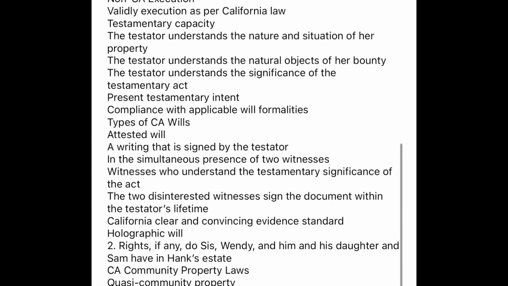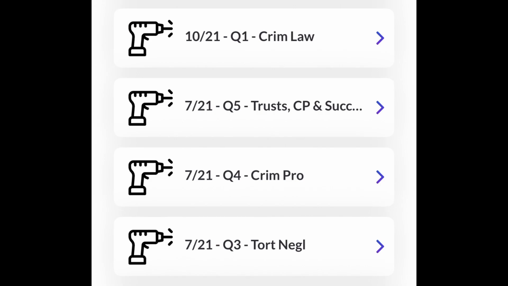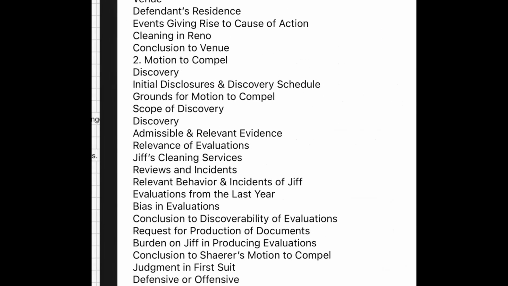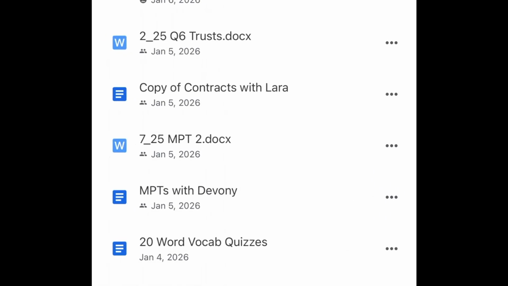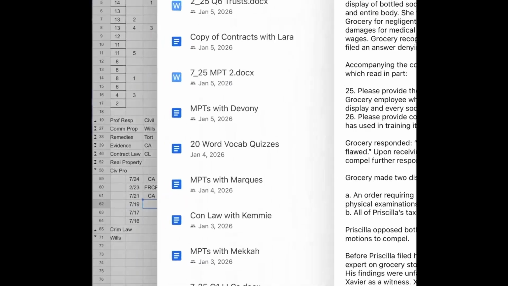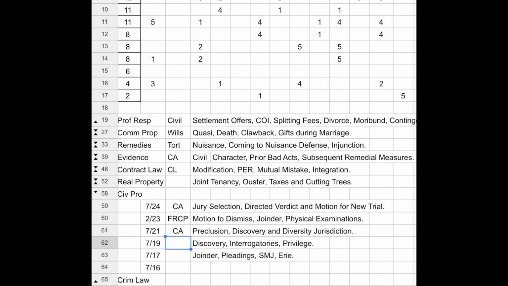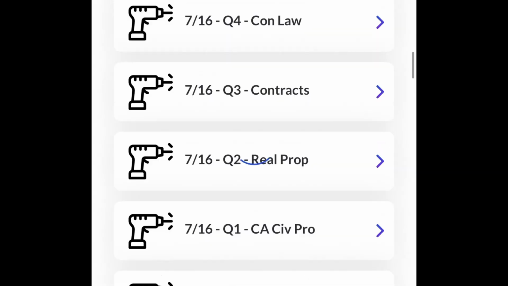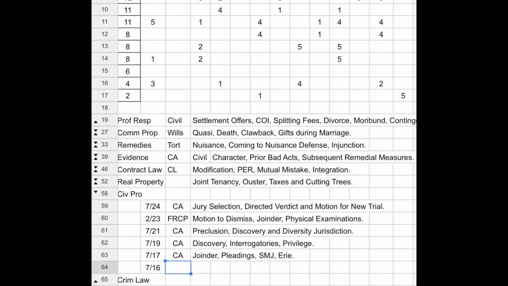Okay. 7/21 preclusion. Is that right? Is that community property? Or we will see right now. It is community property. Sorry. 7/21 Civ Pro here, California. Okay. So 7/19, it's California. California again. Let's see, 7/16. I think it's federal, but I could be wrong. 7/16, California. Service of process.